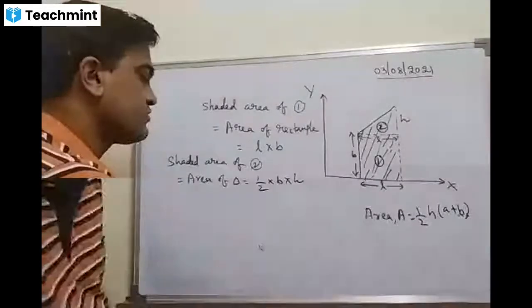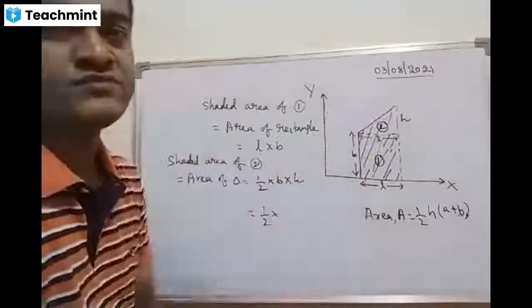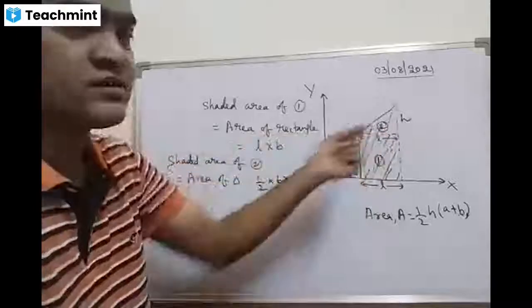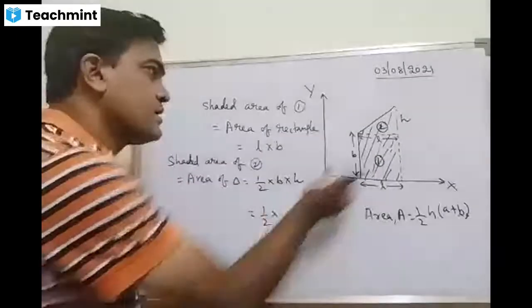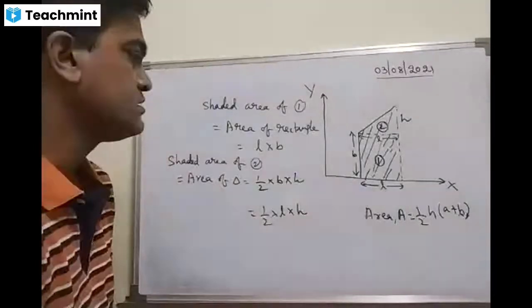What should we take as base? Take H. If you take L as base, then the height is H, or if you take base as H, then L will be the height. So in both cases what you get is half into L into H. Then when you sum up these two, you get the total area of the trapezium.